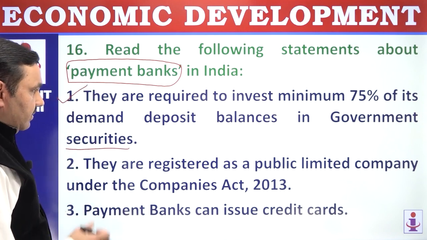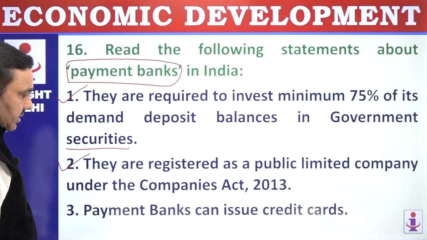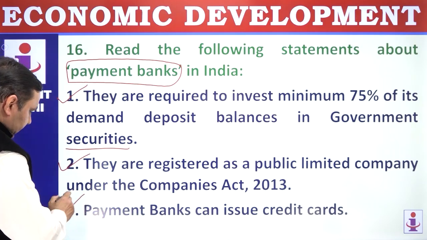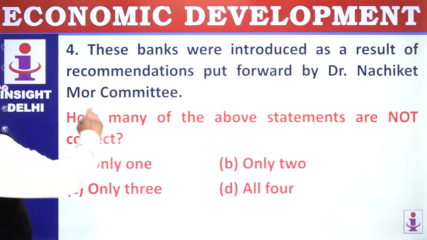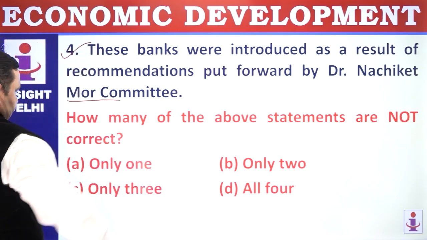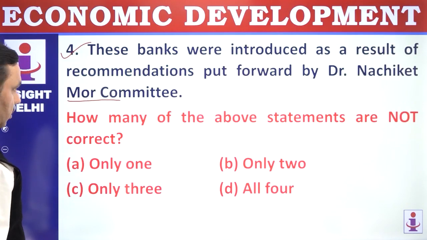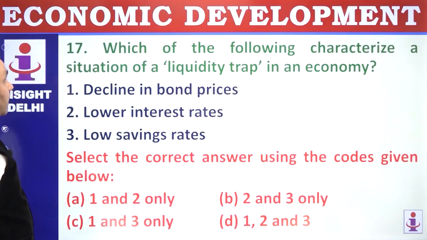They are registered as public limited company under Companies Act. That's correct. Payment banks can issue credit card? They cannot issue credit card. They cannot give loans. These banks were introduced as a result of recommendations of Dr. Nachiketa Moore Committee. That's correct. So how many of these are wrong? Only one is not correct. So that is E. 17 number.